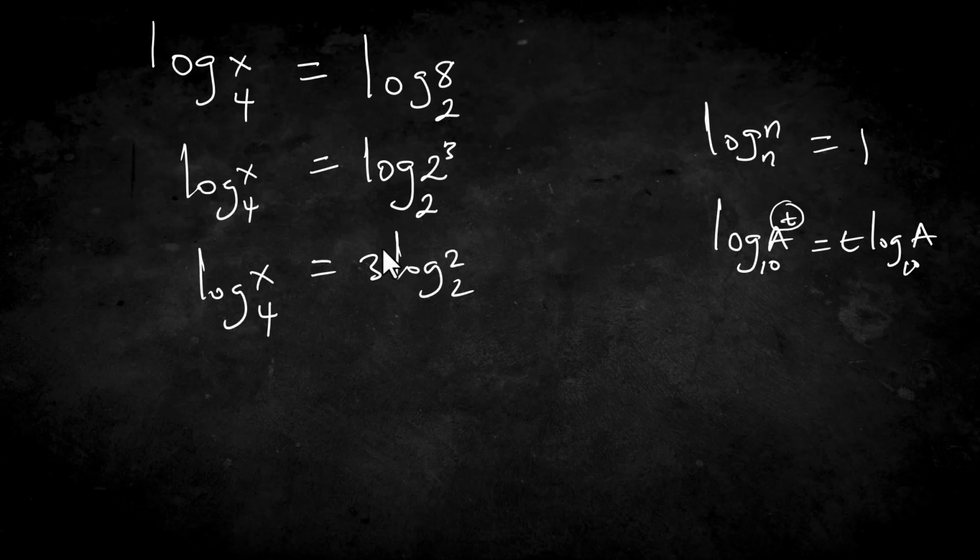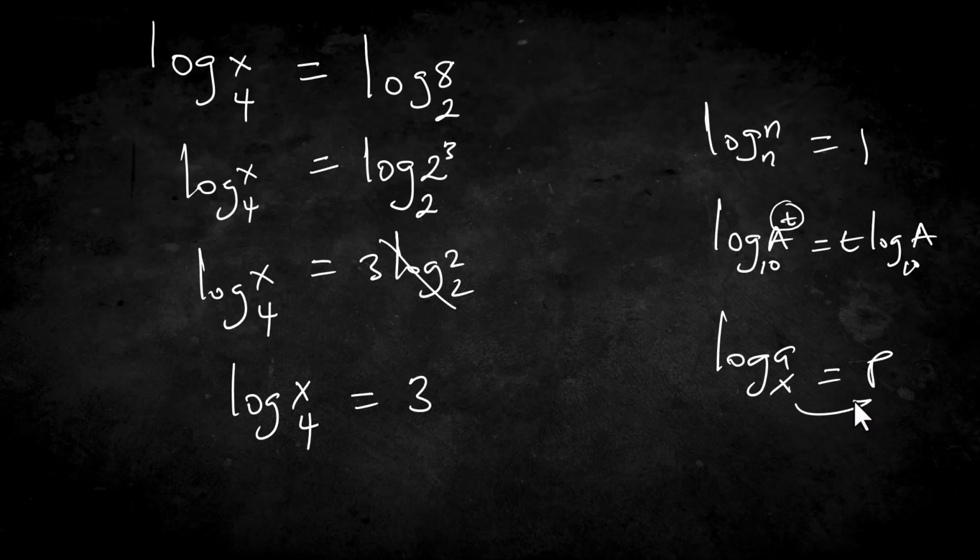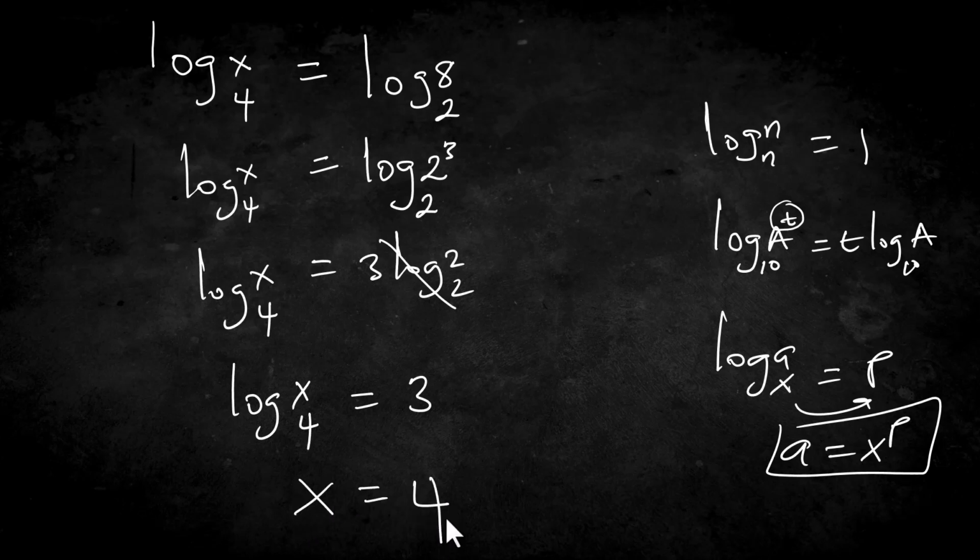Okay, so this one will go, I believe, log x to base 4 equals 3. So let's use the definition of logarithm to solve this. When we are given log a to base x equals p, the base will be raised to this one. So we have a equals x to the power p. So we have x the same as 4 to the power 3 as the answer. All right.